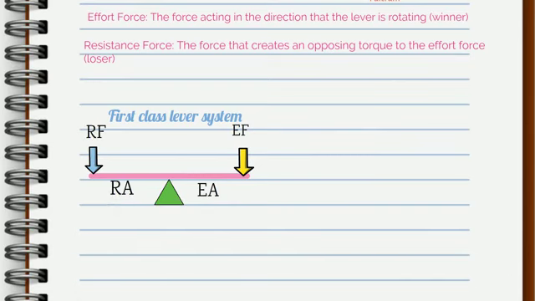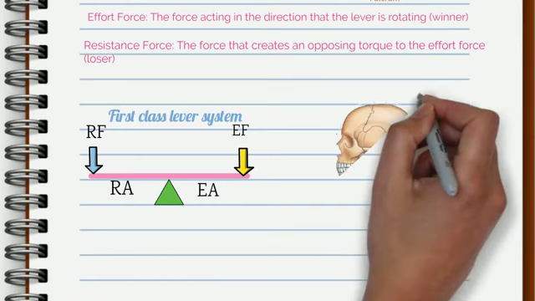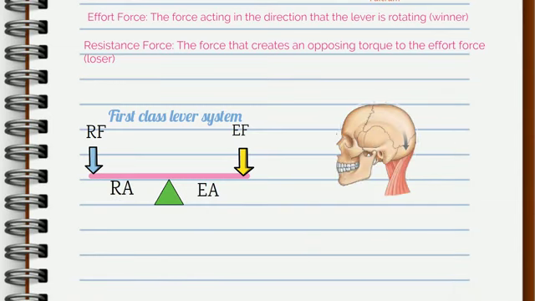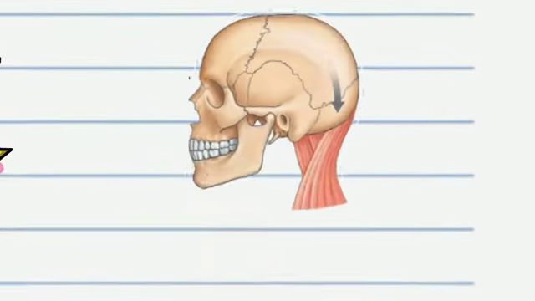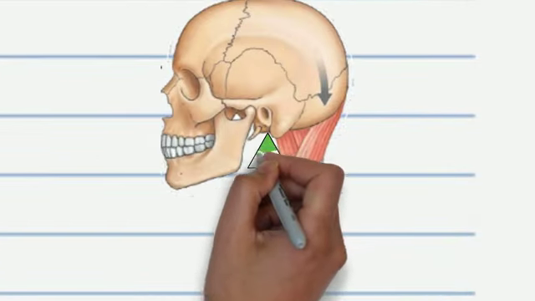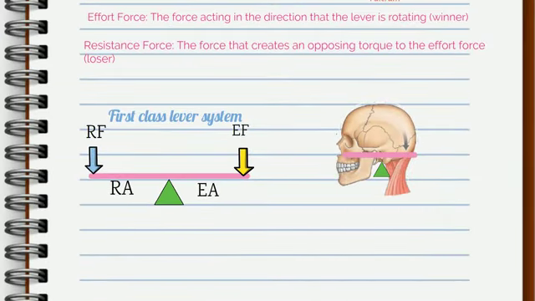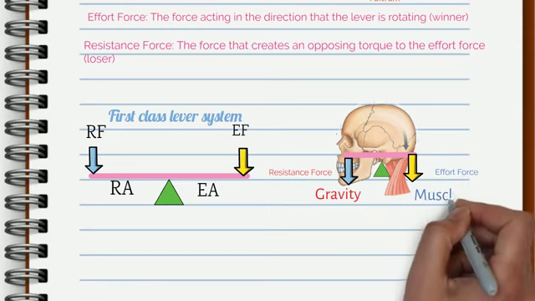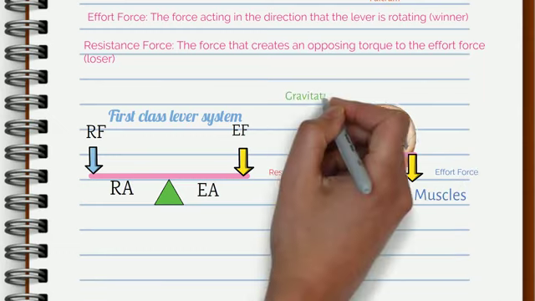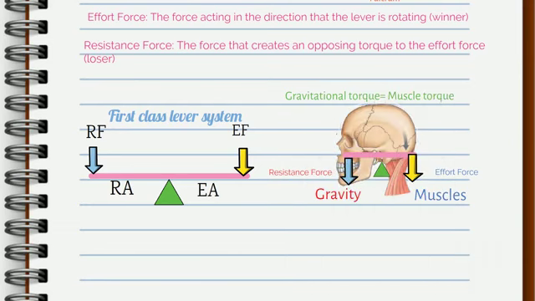An example of a first-class lever system in the human body is maintaining equilibrium of the head. The axis of rotation is aligned with the mastoid process of the occiput. The resistance force here is gravity attempting to pull the head in a counterclockwise direction. The effort force comes from the cervical extensor muscles, pulling the occiput clockwise in order to maintain the equilibrium. The head is in equilibrium when the torques on both sides are equal.